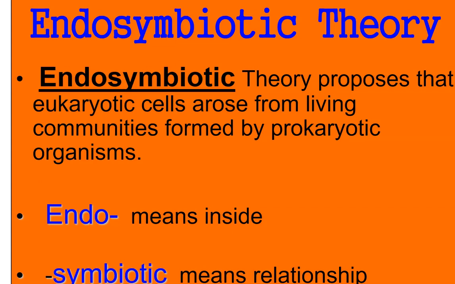So remember, we can always break big words into smaller chunks. So endo means inside, symbiotic means a close relationship. So endosymbiotic theory is just that the eukaryotic cells came about from living communities that were made up of prokaryotic organisms.